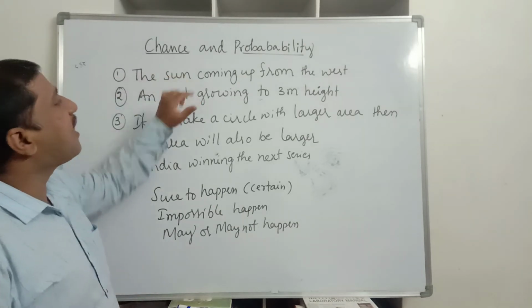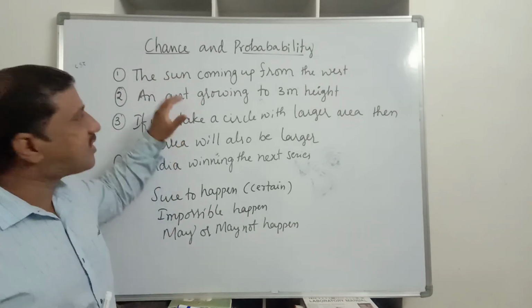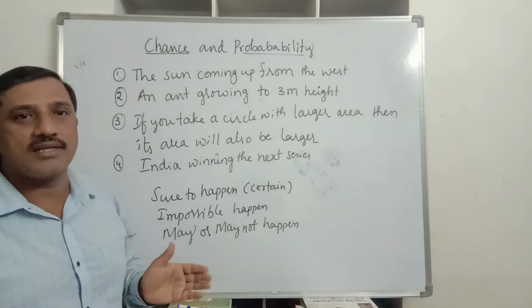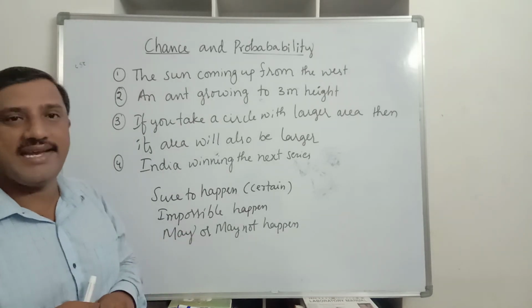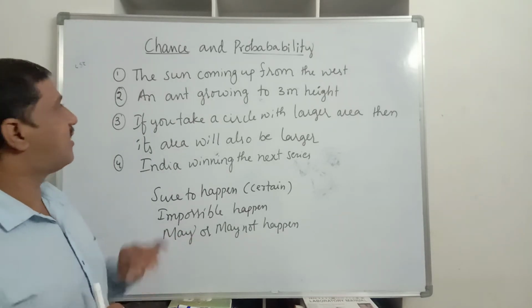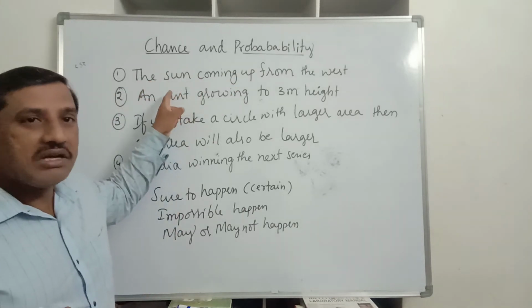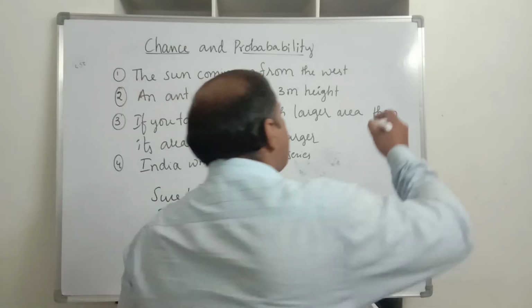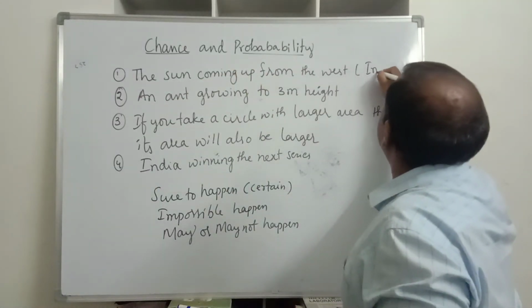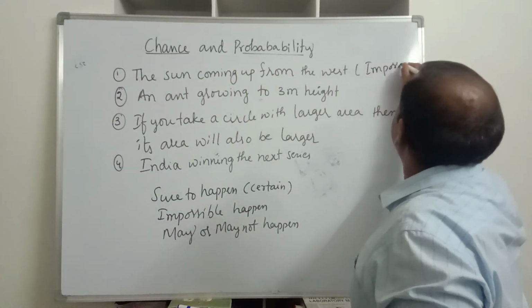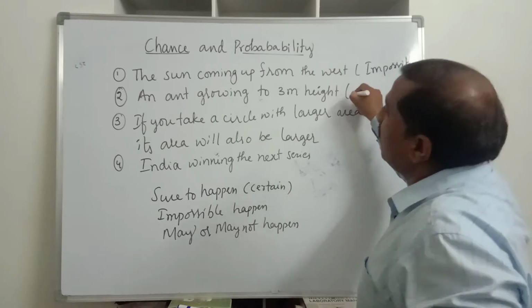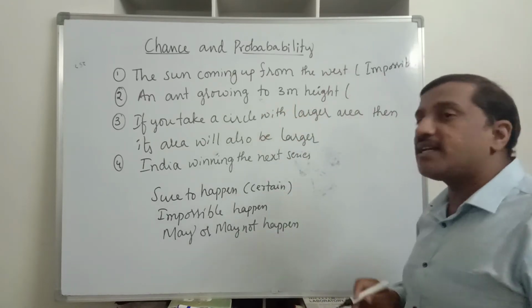The sun coming up from the west. Is it possible? As we know, the sun always rises in the east and sets in the west. The sun coming up from the west is not possible. So this is an impossible situation.